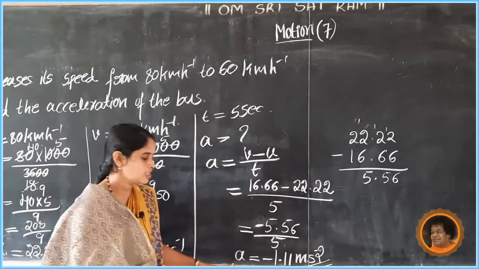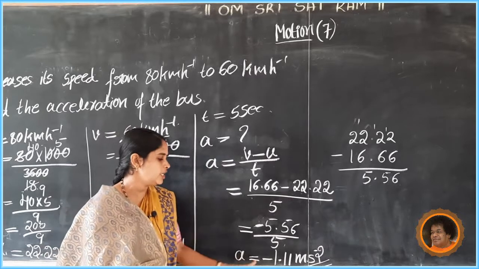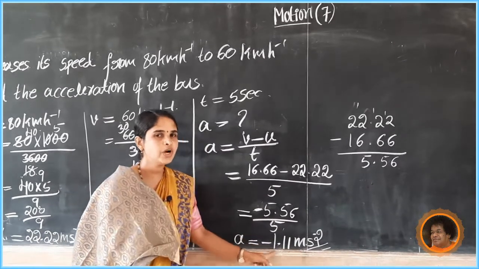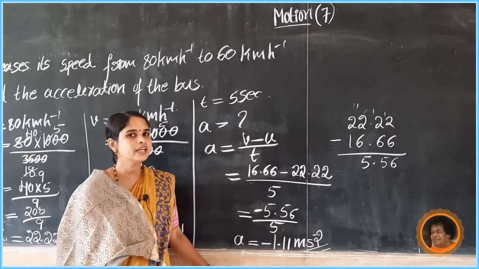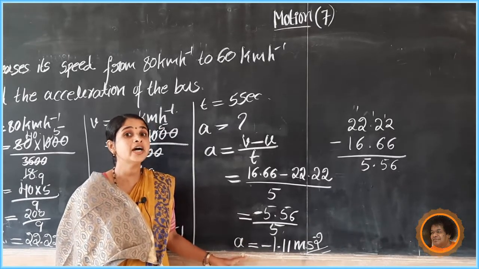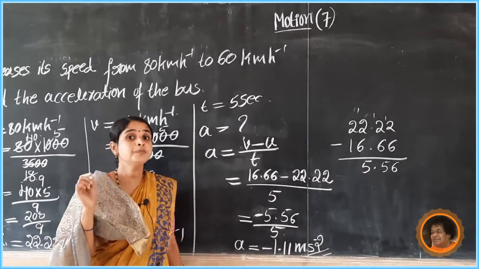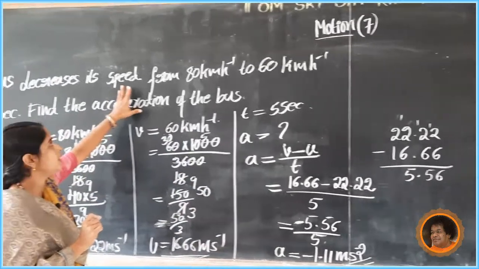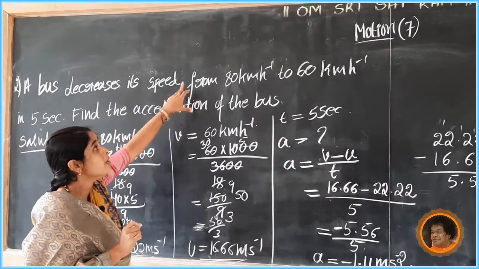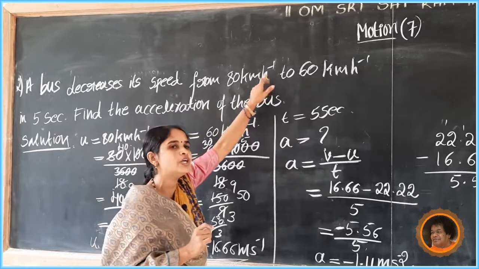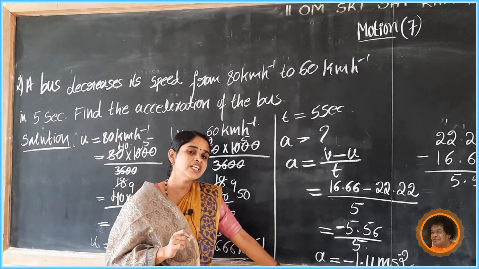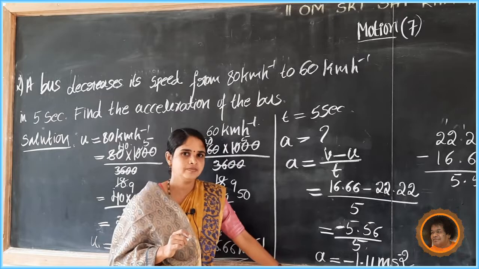What is the acceleration here? Acceleration A equals minus 1.11 meter per second square. Here the negative sign indicates that the speed decreases. The initial speed decreases from 80 km per hour to 60 km per hour. So here acceleration has a negative sign.